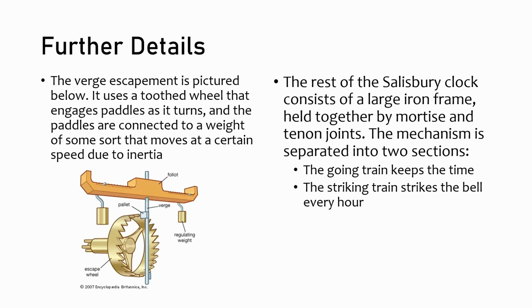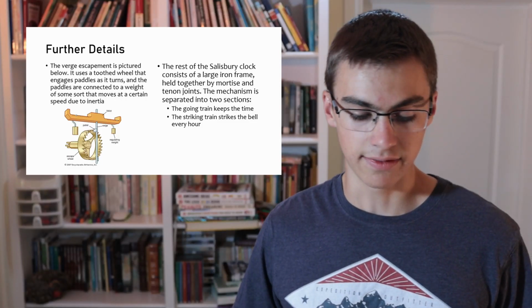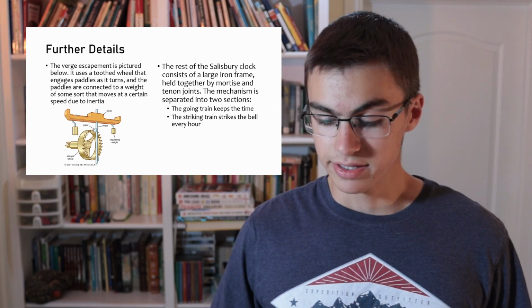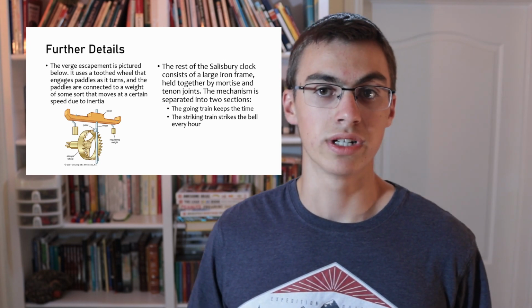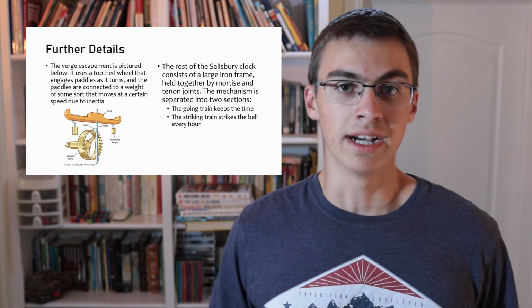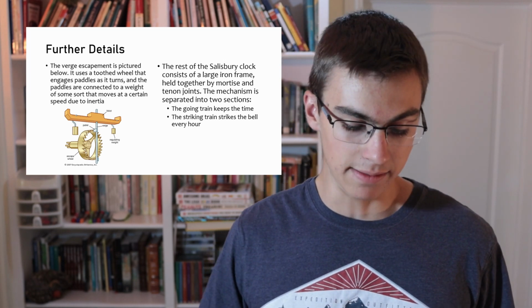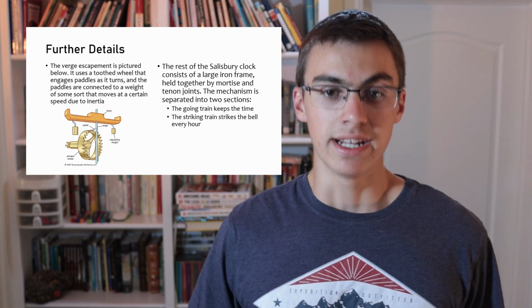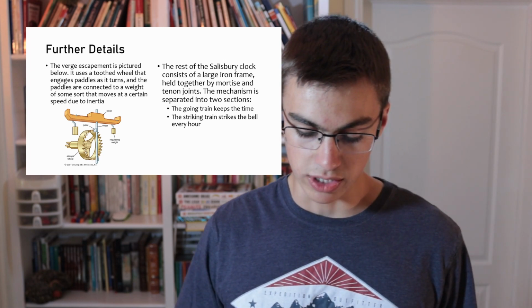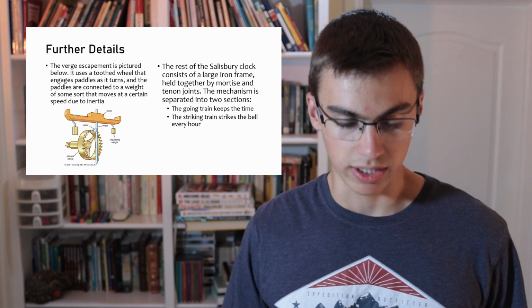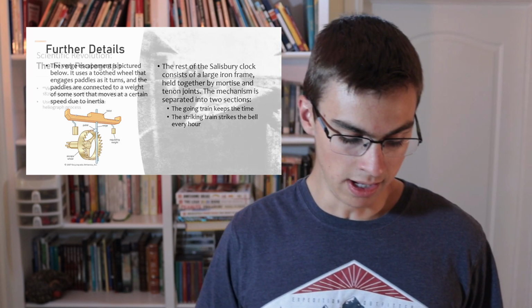And other than the escapement, the rest of the Salisbury clock consists of a large iron frame. It was actually held together by mortise and tenon joints, which is what they would use for woodworking because bolts and screws hadn't been invented yet. And this mechanism is separated into two main sections. There's the going train, which keeps the time, and the striking train, which strikes the bell every hour.